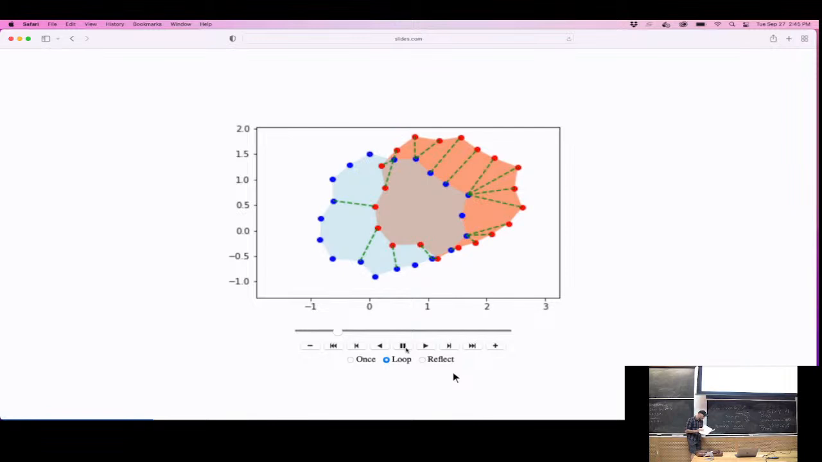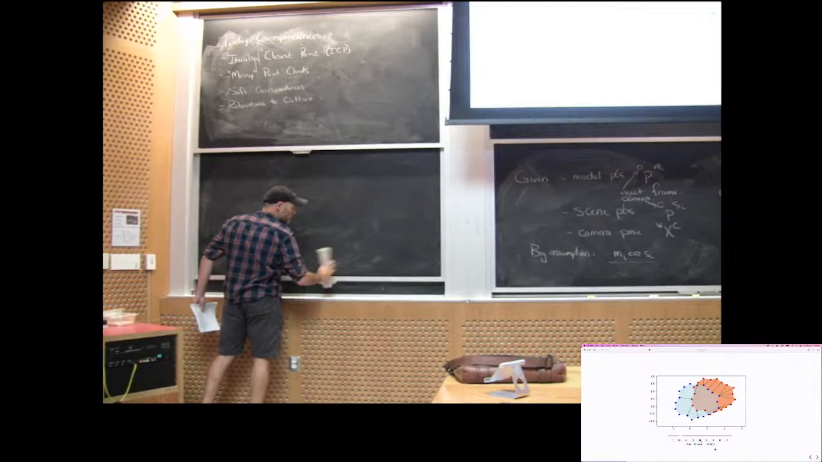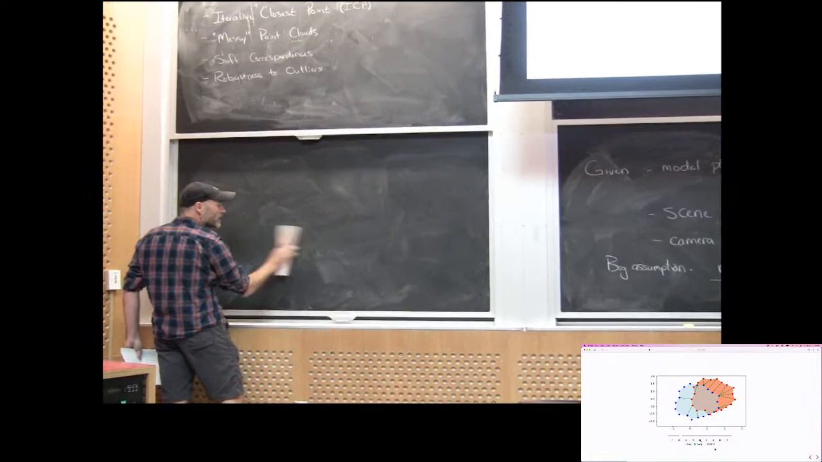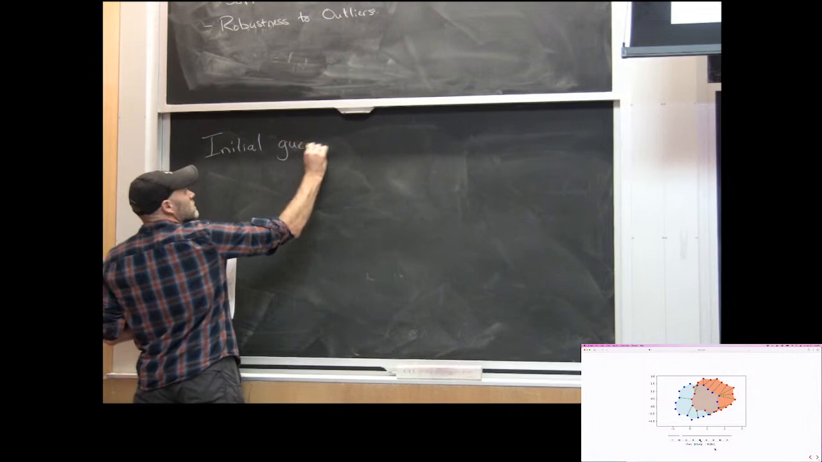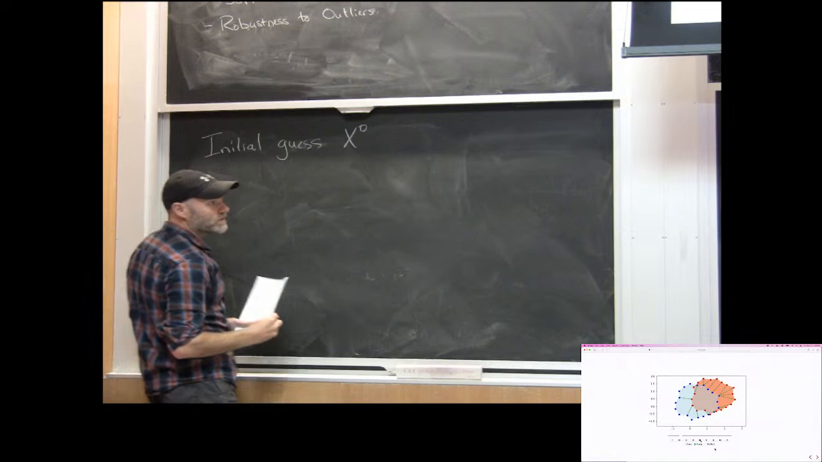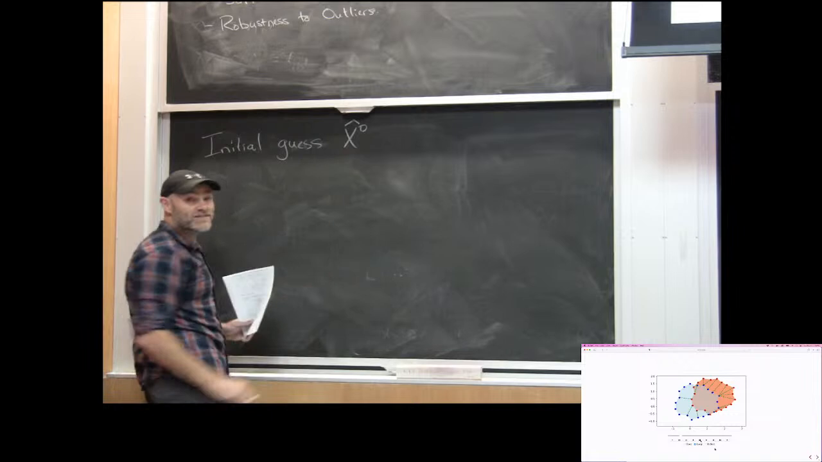So the iterative closest point algorithm is going to try to solve for the correspondences. So we need a notation for our correspondences. We're going to have an initial guess for the object. I'll stick with the original one. We're moving the object, or the model, into the scene points. Okay. When I'm going to do an estimate, I'm going to try to use this hat notation to say this is my guess at the true x.